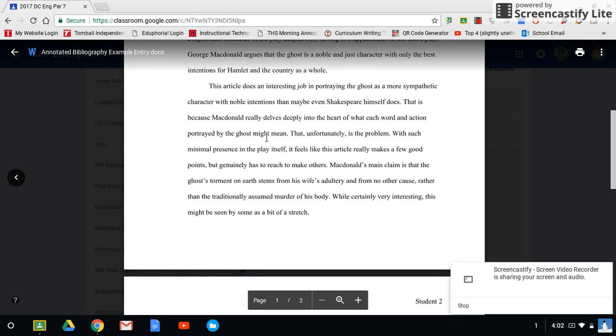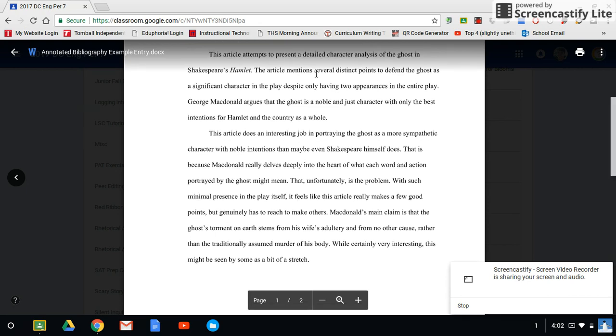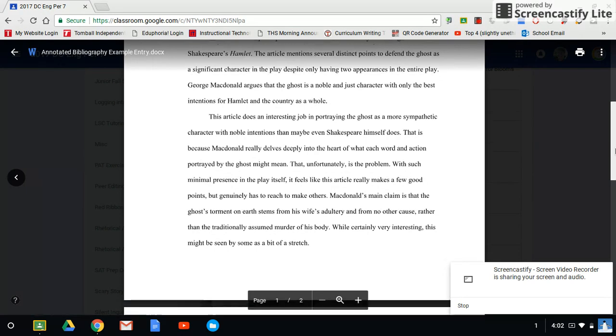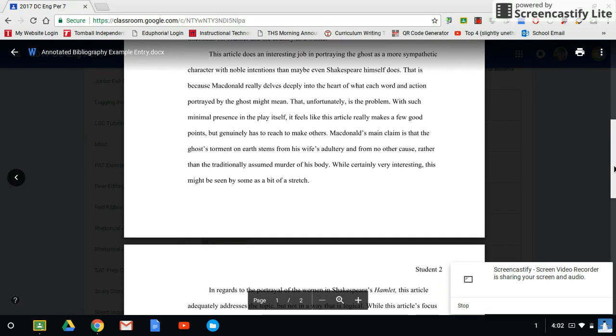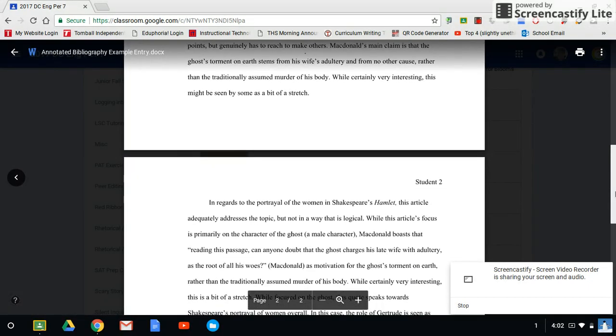So this is my evaluation paragraph where I evaluate how good a job his article does at whatever it's trying to do. And I've already established in my summary that it's trying to set up the ghost as a significant character. I say in here that he kind of does a pretty good job, although most of the time he kind of has to reach. Well, anyway, that's all fine and good. That kind of tells me, the reader, what this article's intentions were and how good they were.